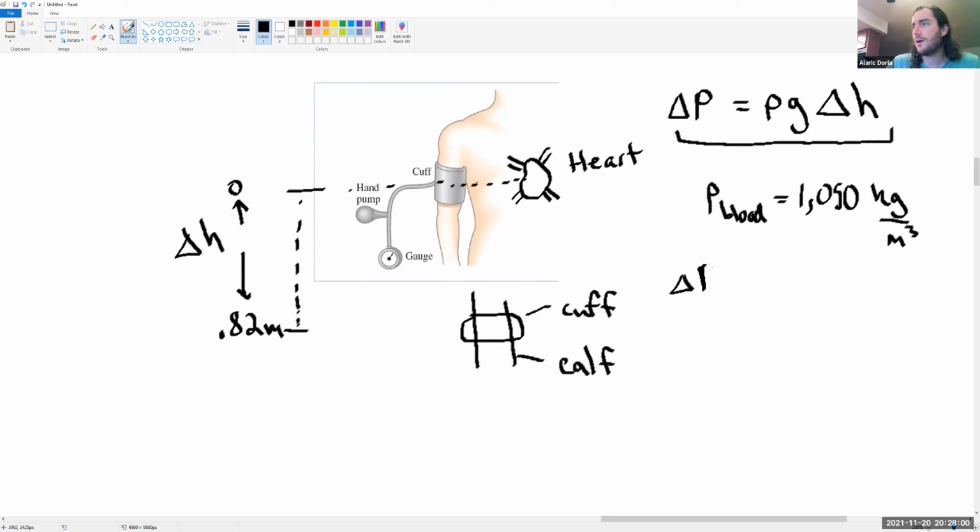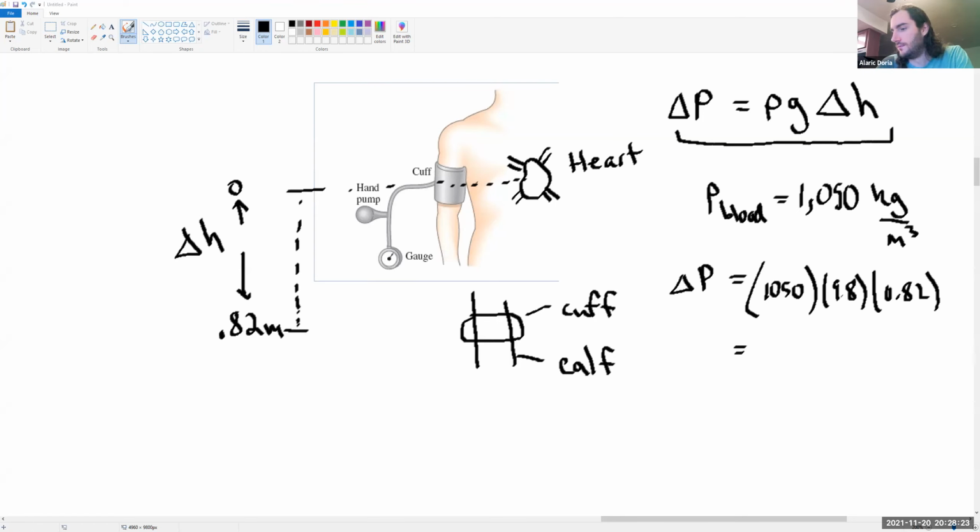Okay, so now we have everything we need to really answer this question. So the amount of error in blood pressure is going to be this 1,050. I'll just plug this in without units here, times 9.8 for g, and then times the change in height, because the physician put it on the calf instead of the arm. So we can plug all these numbers in, and we end up with an answer: 8,437.8 pascals. We need to round this off to some number of sig figs. Let's go with 3. So let's say this is 8.44 kilopascals.